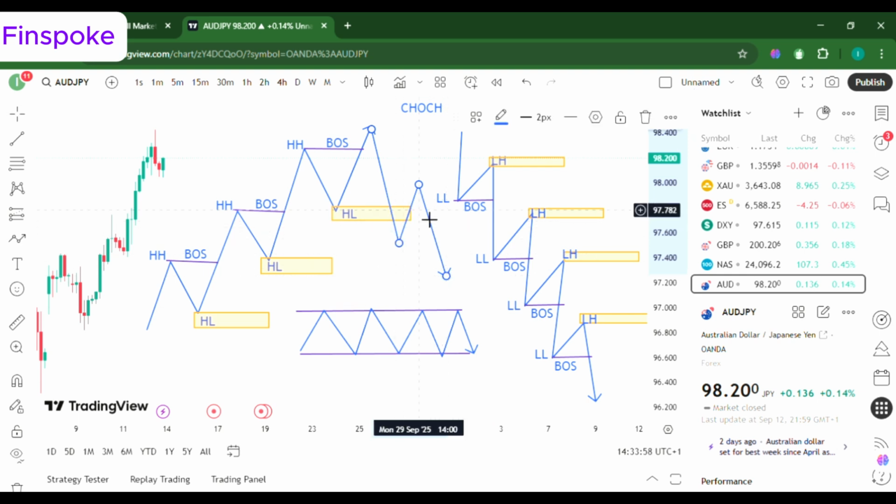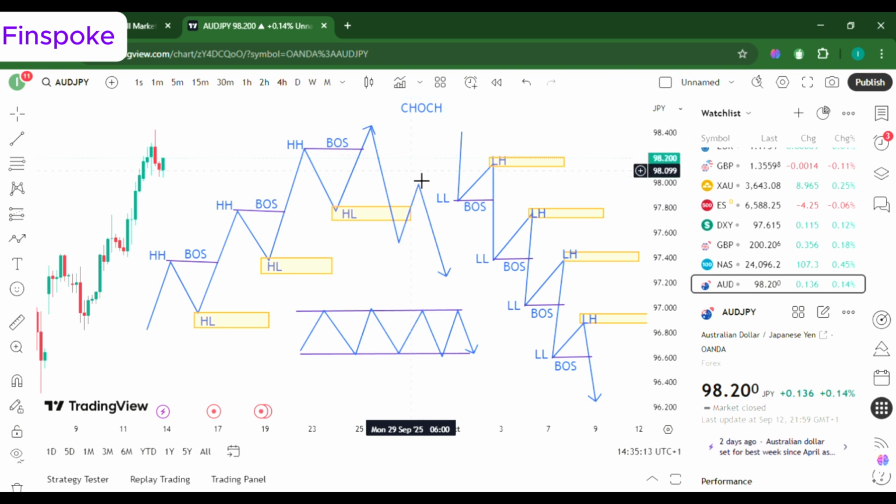When it retraces like this and it creates this new lower low, that is the confirmation that the character of this market has officially changed from being bullish to bearish. At this point, you might start looking for entries at this supply zone because the trend has flipped and sellers are stepping into the market. This is what we call change of character.